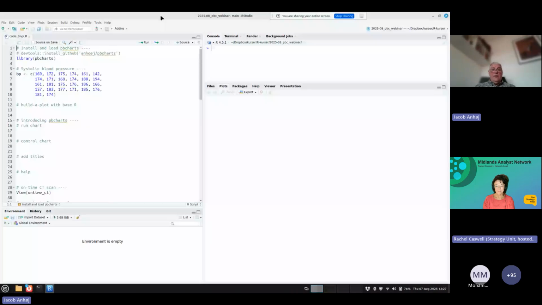Okay. So can you see this is my RStudio? I can zoom in if you like, but if this is okay, I'll keep it there. I think it's okay. Yeah, perfect.